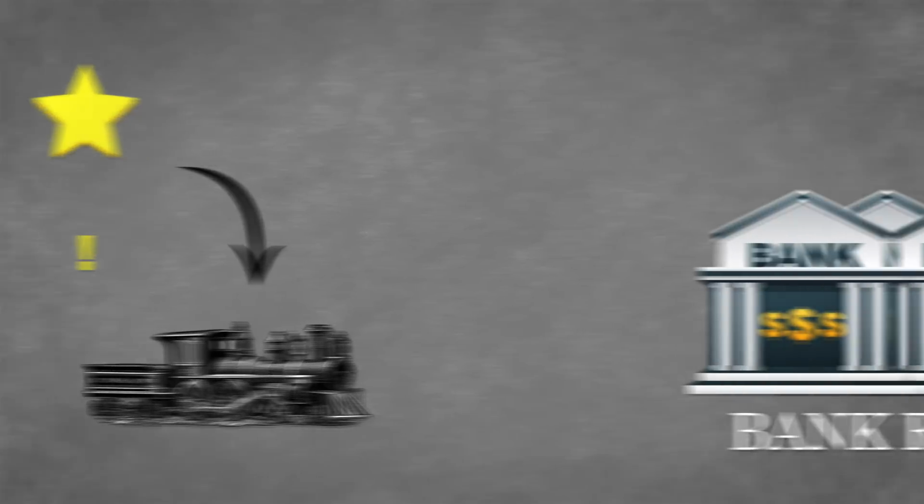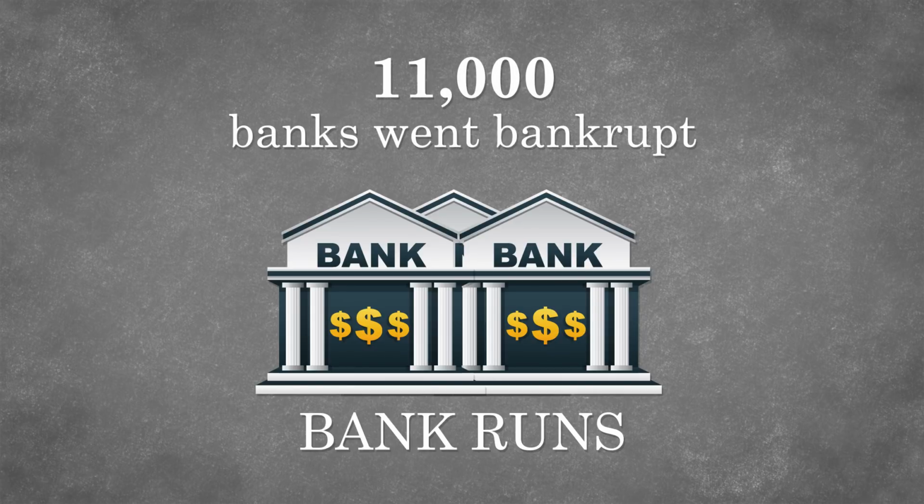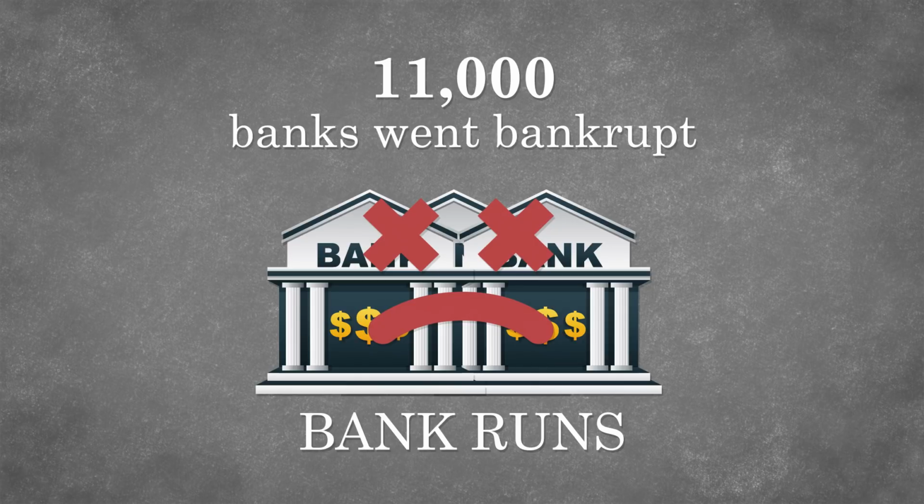Last but not least, there were bank runs. During Hoover's term, some 11,000 banks went bankrupt because people lost confidence in the banking system. Of course, this loss of trust was justified by the fact that most of the time the banks under the fractional reserve system are actually out of their clients' money.